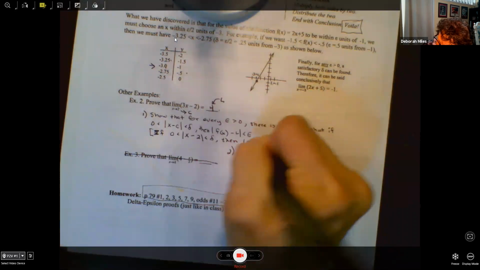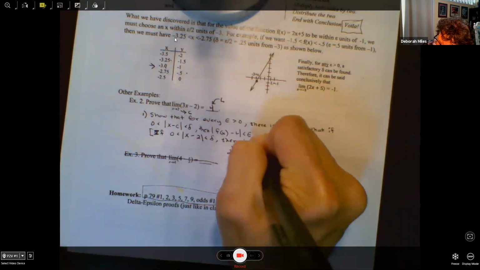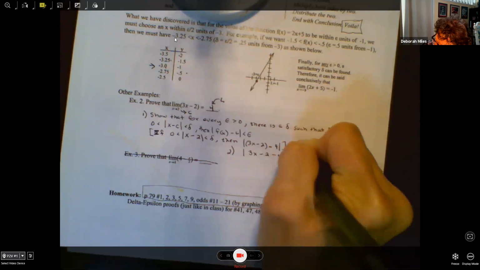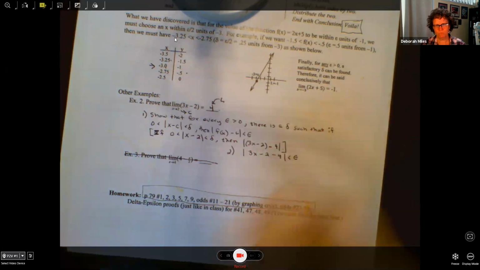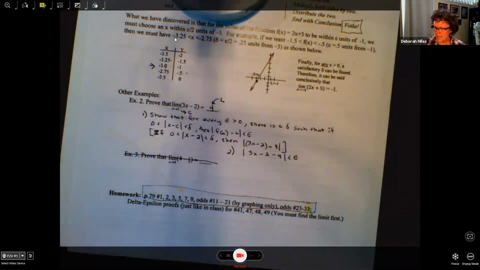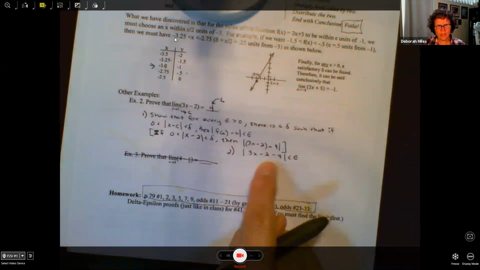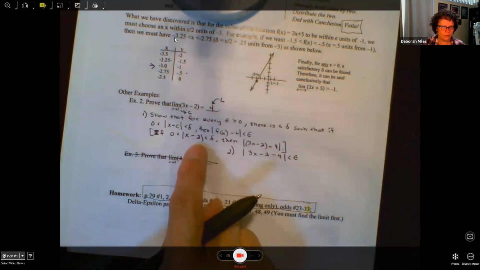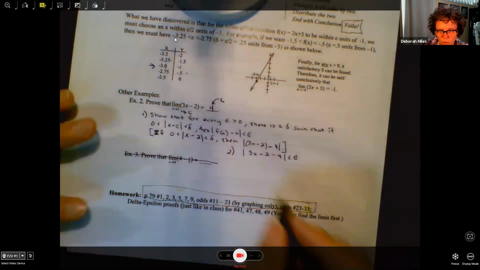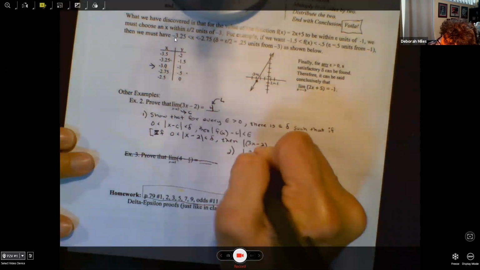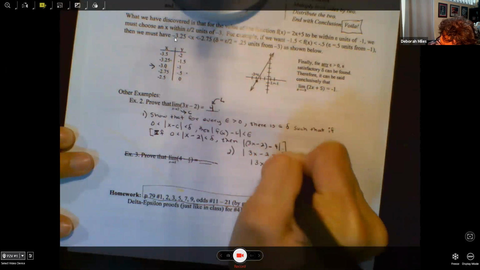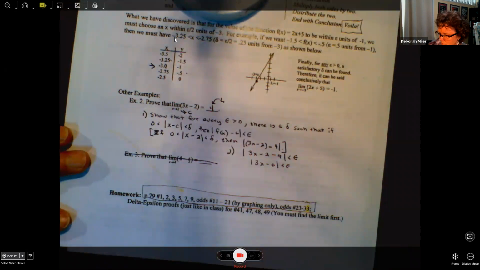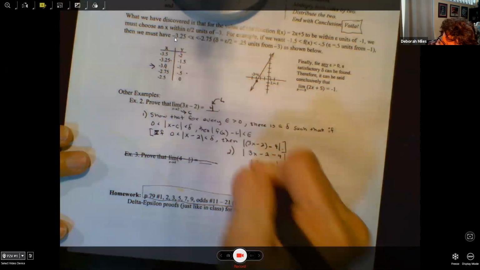So we're going to start with absolute value of 3x minus 2 minus 4 is less than epsilon. And I'm hoping somehow I can clean that up and it'll just become absolute value of x minus 2. Well, I can almost see how that will happen. I'll combine like terms, and then I'll factor out a 3.